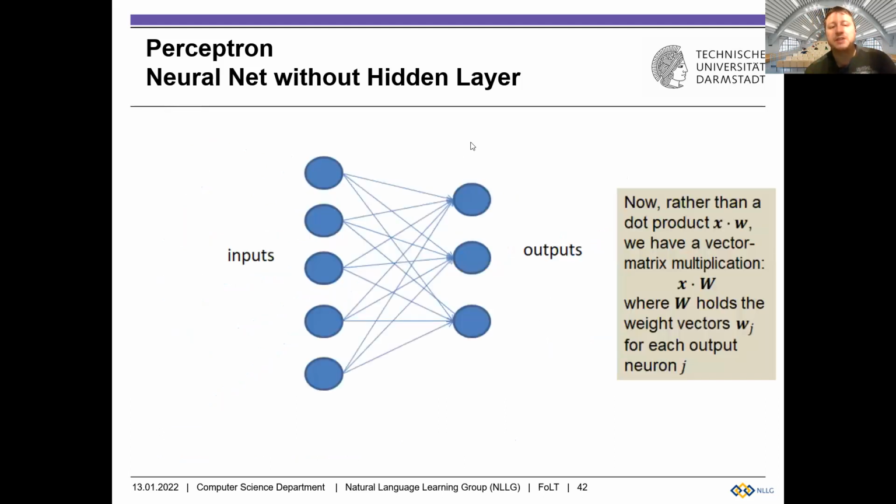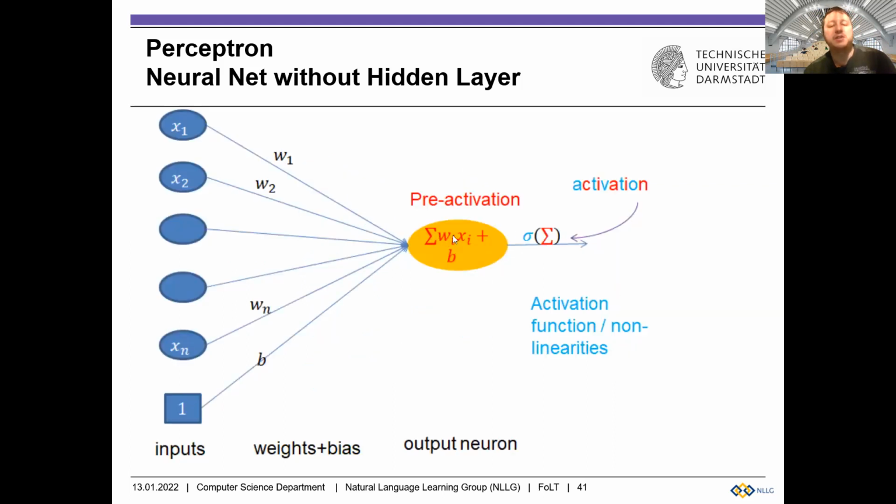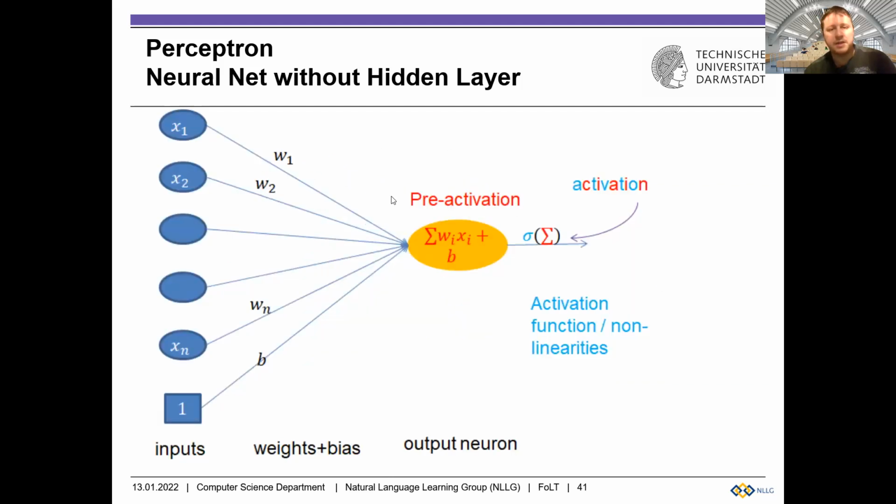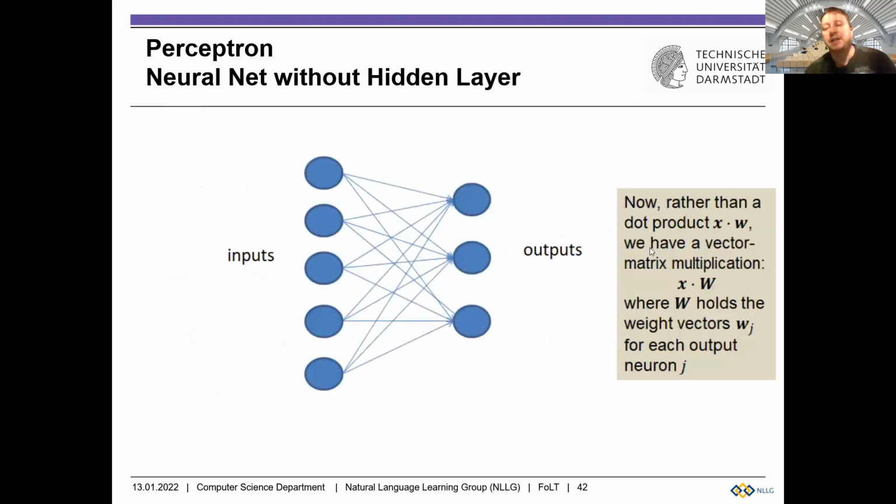Good, instead of only having one input, we can also have multiple outputs. So here we had just one output, now we have multiple outputs. Here this is like a dot product, a vector x multiplied by a weight vector. So this is the dot product. And in this case, we would have a vector-matrix multiplication of the input times this weight matrix.